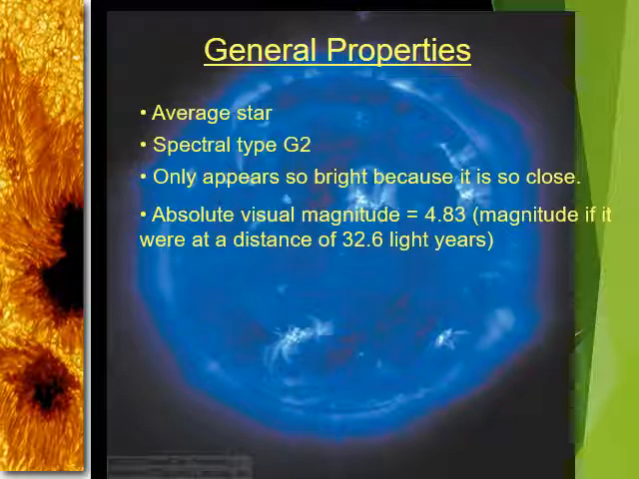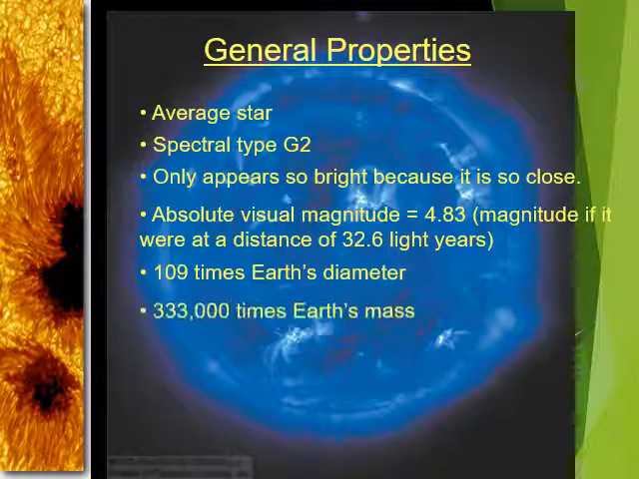So we've already dealt with the apparent visual magnitude. Apparent visual magnitude is like -26. Its absolute visual magnitude is actually a 4.83. And we'll talk about absolute magnitude in a couple of chapters. The sun is obviously very large. It's the largest thing in our solar system.